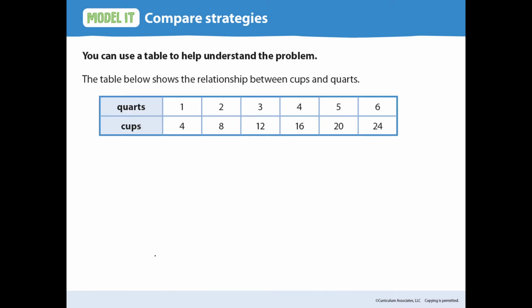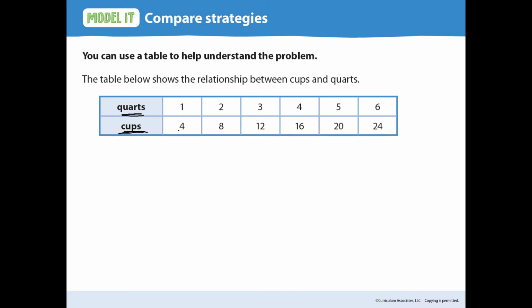Okay, model it. This is on page 520. The table below shows the relationship between cups and quarts. In 1 quart, there's 4 cups, 2 quarts, there's 8 cups, and so on. So if I divide, 4 divided by 4 is 1, 8 divided by 4 is 2, 12 divided by 4 is 3. If I'm going from the smaller unit to the larger unit, I would divide. If I go from the larger unit to the smaller unit, that's where I would multiply.